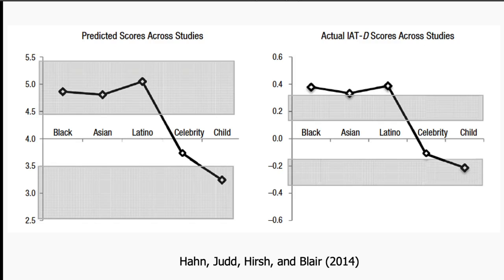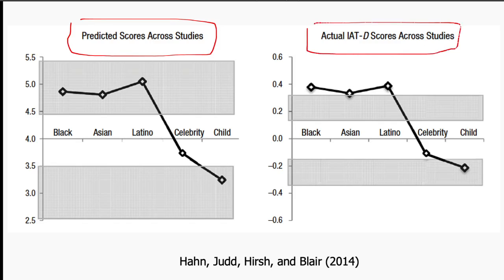And here you can see the predicted scores across studies, and here you can see the actual IAT scores, the different scores, right? And you can see here basically a preference for one over the other, and here this is neutral. So for the race IAT, for Asians, for Latinos, celebrities, I'm not sure what celebrity is. I think, if you prefer celebrities over normal people, it seems like there's a slight preference for normal people in quotation marks, and for children. So here it seems like you prefer children over adults.